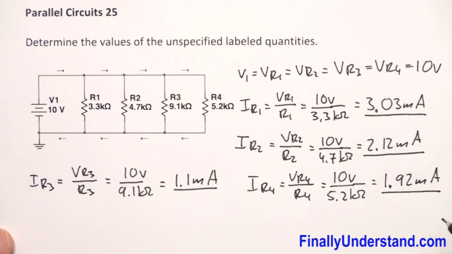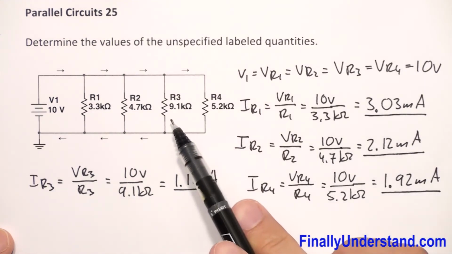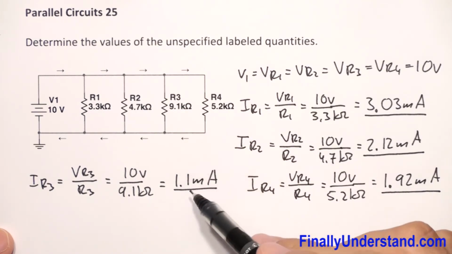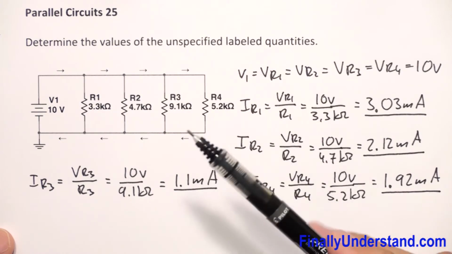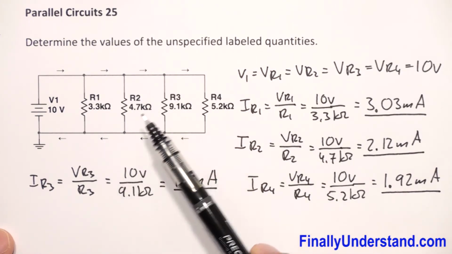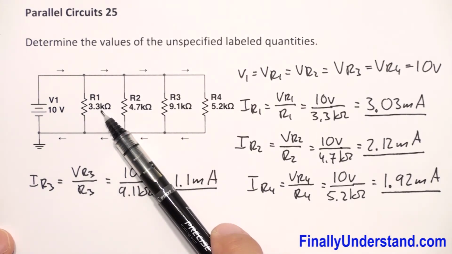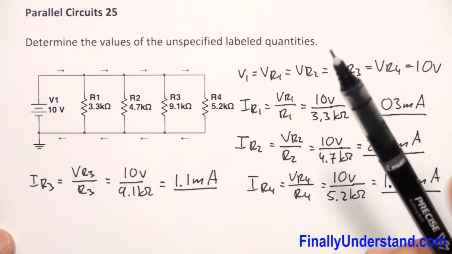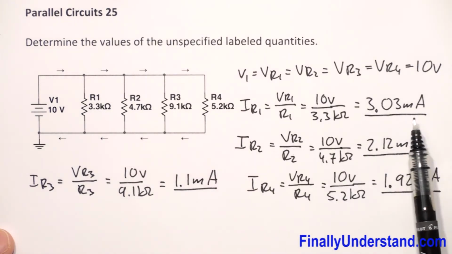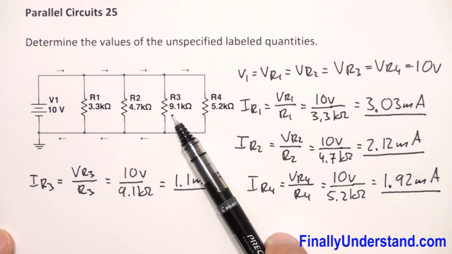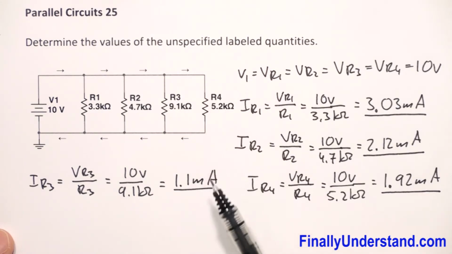So let's take a look at what we have over here. The highest resistance in this circuit was 9.1 kilo ohms. That's why the current which goes through this resistor is the lowest one. Okay, so please notice one more time that when we have a parallel circuit, the highest current will always go through the lowest resistance. R1 has the lowest value, that's why my IR1 is the highest current in the circuit. R3 has the highest resistance, 9.1, that's why the current is the lowest one.